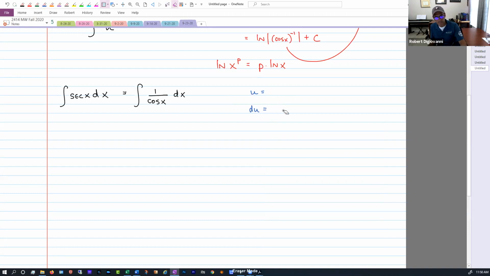Maybe someone tried cosine x here, and the derivative is negative sine x dx. But the problem there is you don't have sine anywhere, right?